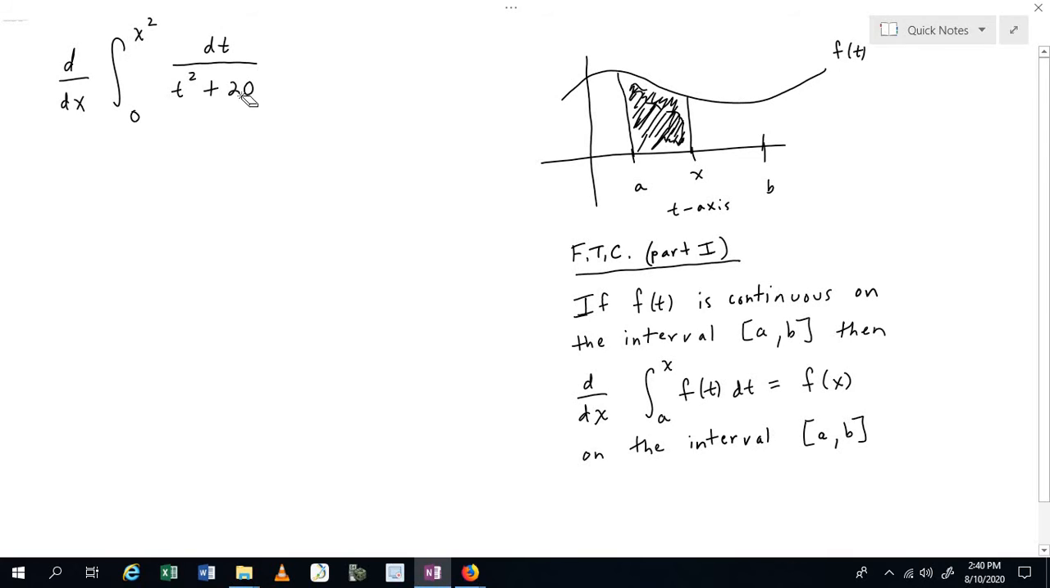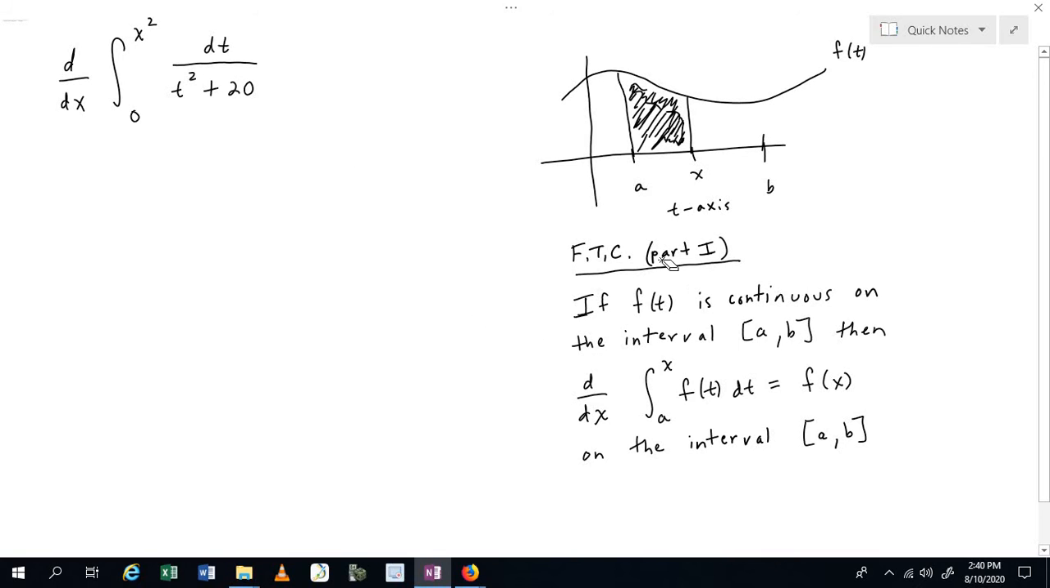In order to simplify this expression, we're going to appeal to the first part of the fundamental theorem of calculus, which says that if f of t is continuous on a closed interval from a to b, then the derivative with respect to x of the definite integral of f from a to x is equal to f evaluated at x. So if you take the derivative of this definite integral, you get f of x, but only on the closed interval from a to b.